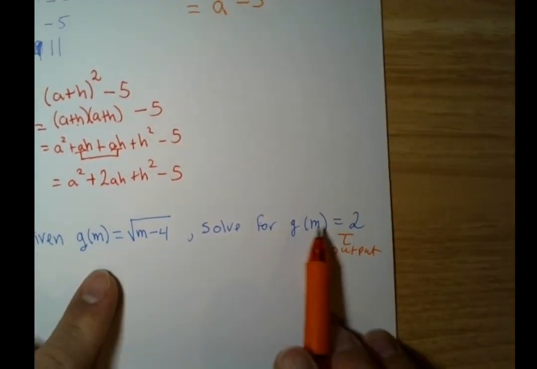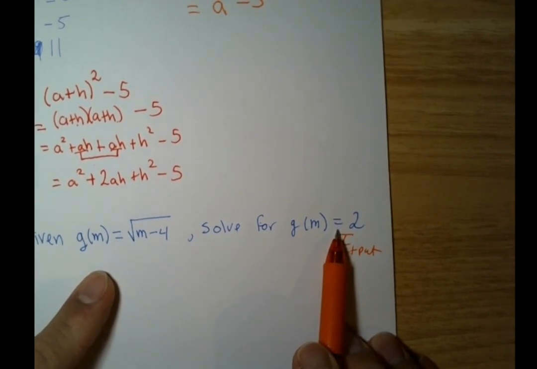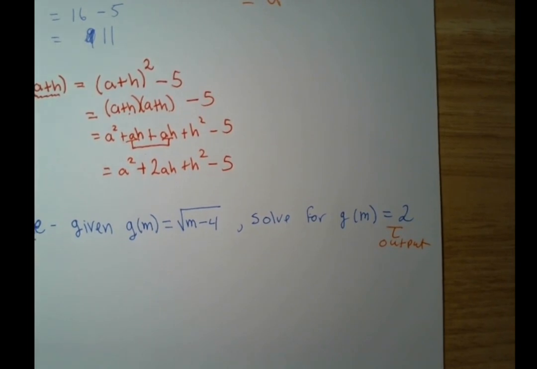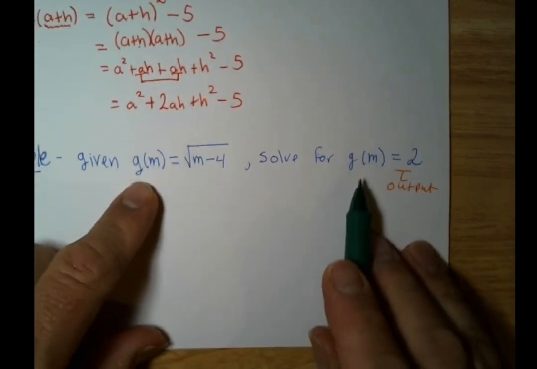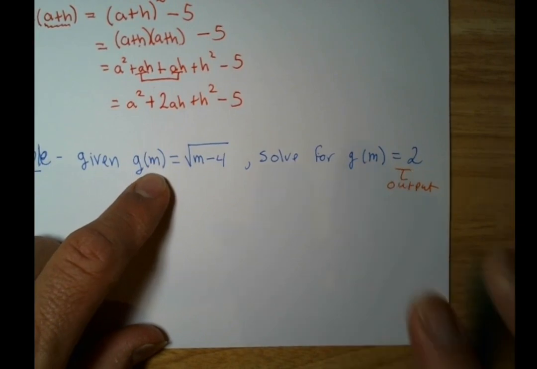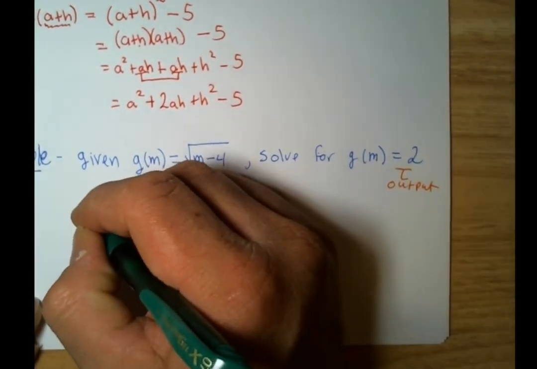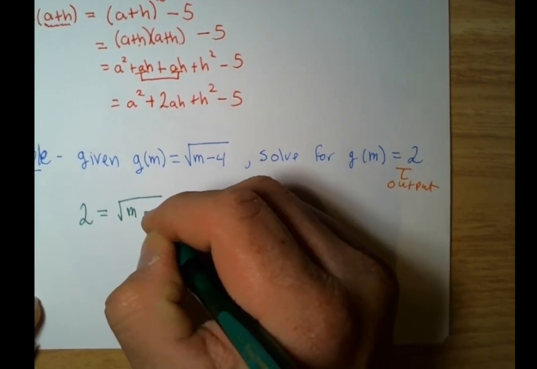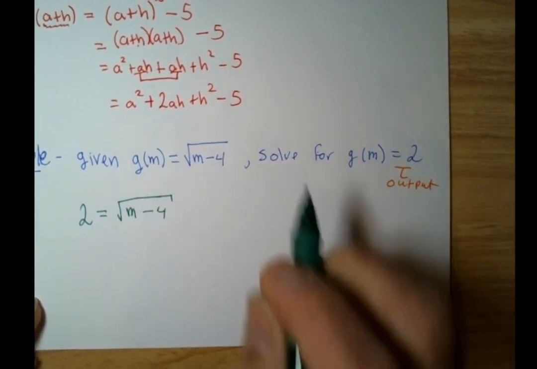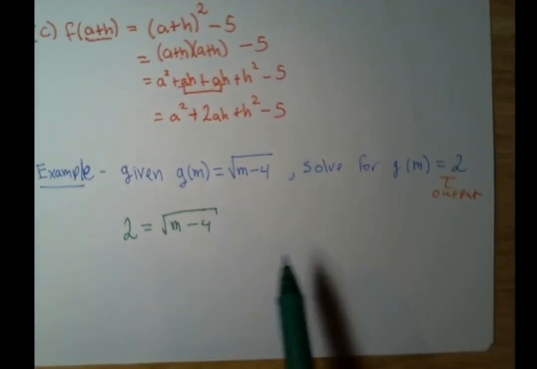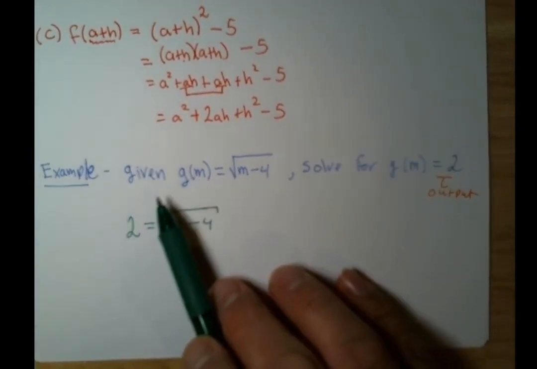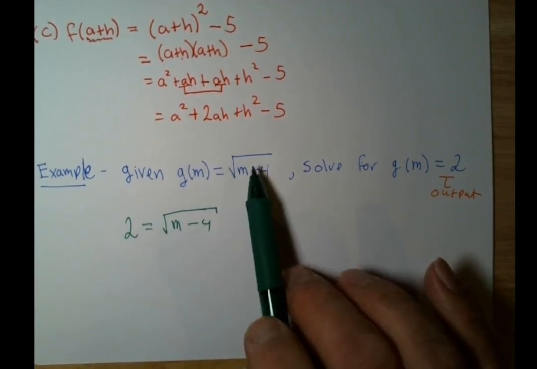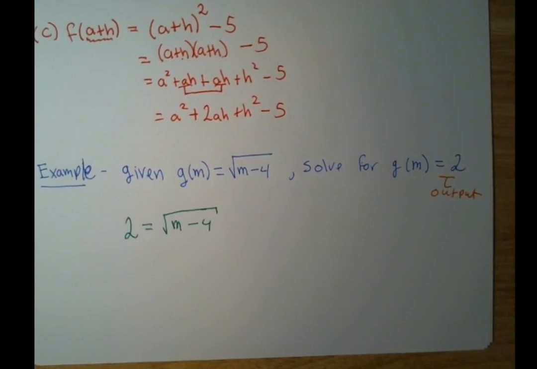Okay, so what is this saying? g of m is equal to 2, but g of m is also equal to the square root of m minus 4. So, doing a little substitution here, I can set these two equal to each other. We say 2 is equal to the square root of m minus 4. And again, why can I do that? Both of these are g of m. G of m is equal to 2 in this instance, but g of m is also equal to the function square root of m minus 4.